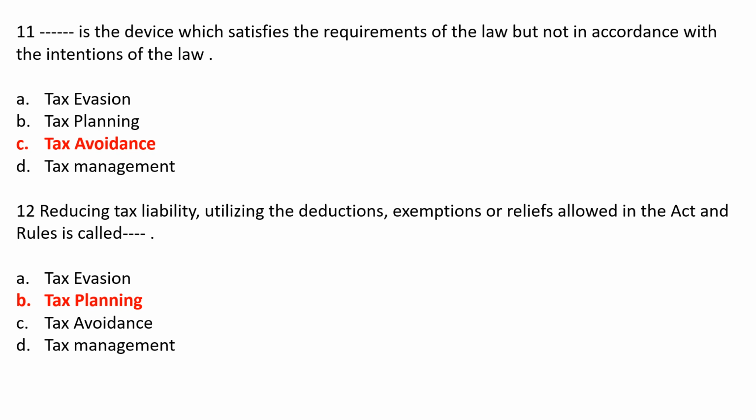Next question, MCQ number 11. Dash is a device which satisfies the requirement of the law but not in accordance with the intention of the law. Option A, tax evasion. Option B, tax planning. Option C, tax avoidance. Option D, tax management. The correct answer is option C, tax avoidance. So tax avoidance is a device which satisfies the requirement of the law but not in accordance with the intention of the law.